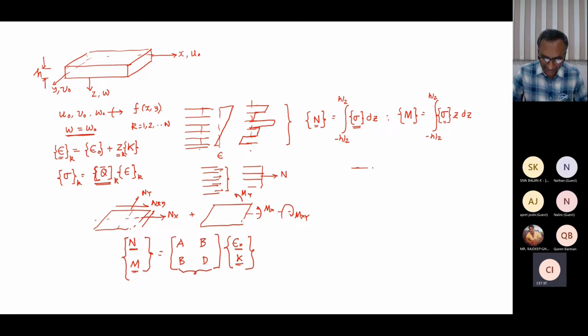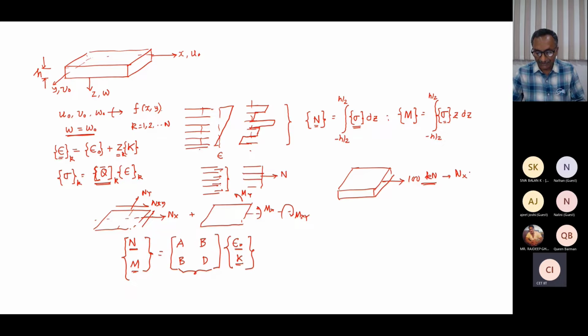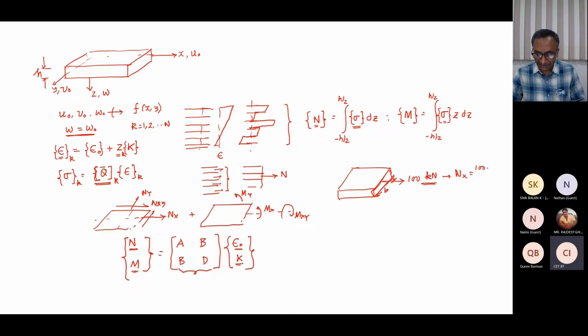Suppose you take a laminate which is subjected to, say, only one force, say Nx, say 100 kilonewton. So if the force is 100 kilonewton, we can find out what exactly is Nx. What will be Nx? Tell me. Nx is actually force per unit length. Suppose this is B, the width of the laminate, then Nx will be 100 kilonewton divided by B.